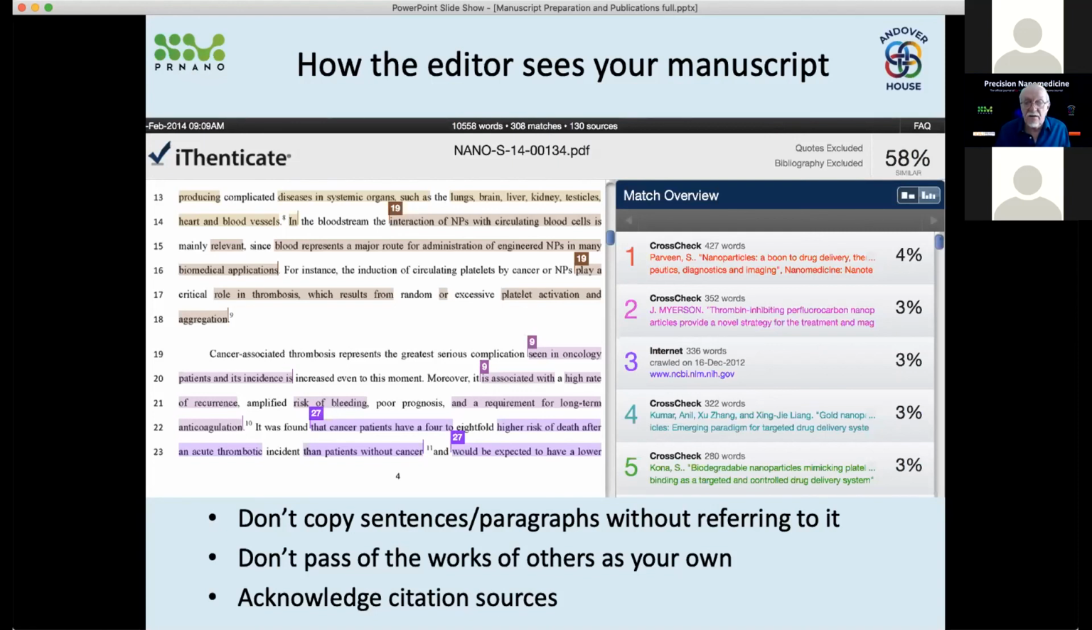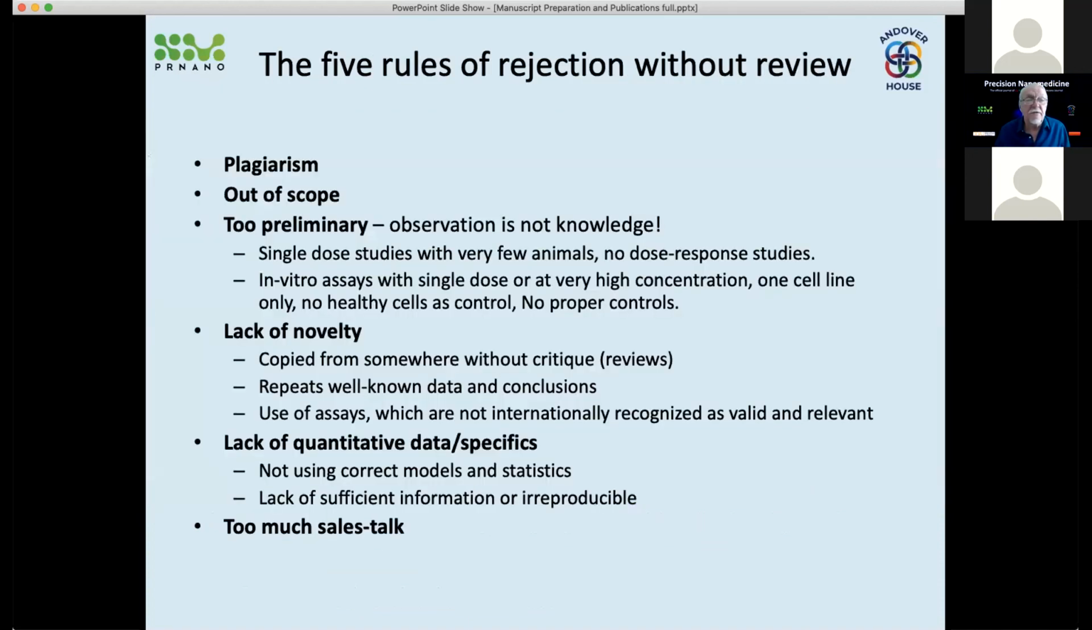These are very detailed instructions. Otherwise you may end up with plagiarism, which is the number one reason for rejection without review. Second is out of scope. That usually comes with a reference that you don't want to turn people completely around, or that recommends something else.